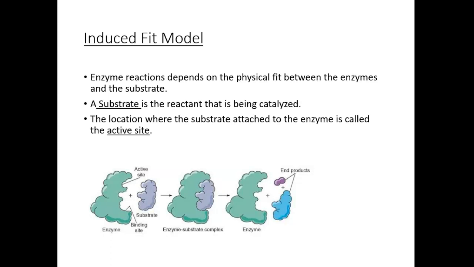The location where the substrate attaches is called the active site. Here you can see the shapes indicated here will fit nicely with the active site on this enzyme. When they come together, this is called the enzyme substrate complex. In the end, there can be new products that are created from this reaction. The enzyme acts on the substrate and it creates a new product. Notice the enzyme hasn't changed. It's still there, so it's not used up within the chemical reaction.